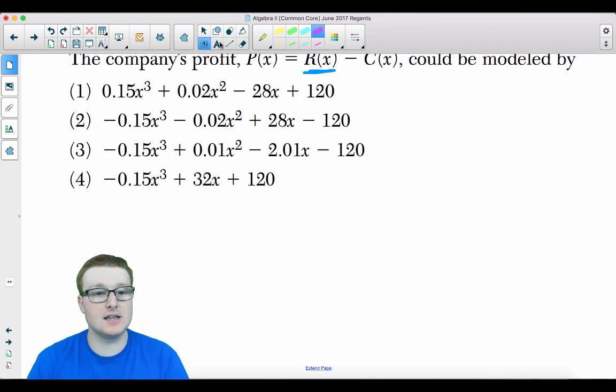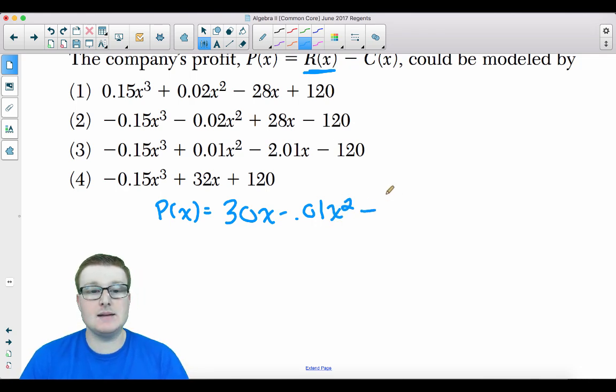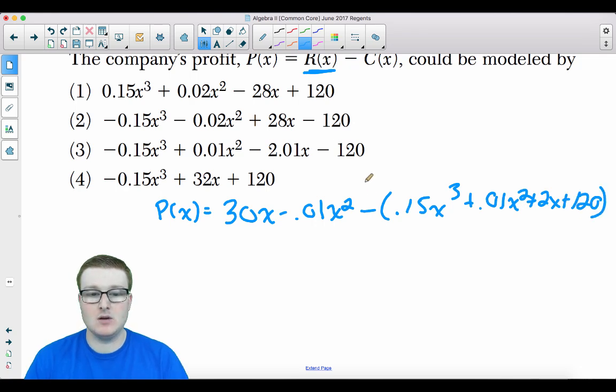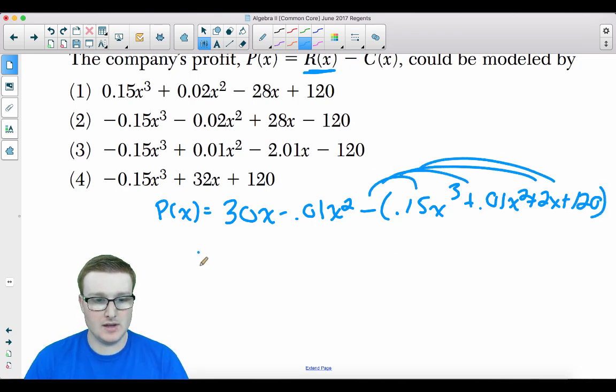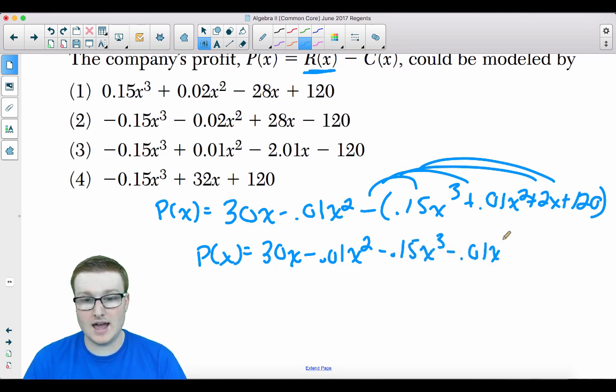It's going to be a little messy, but I'm going to try to do it as neatly as I possibly can. So P of x equals 30x minus 0.01x squared minus, in parentheses, watch your signs here, 0.15x to the third plus 0.01x squared plus 2x plus 120. We're going to distribute that in. So we get P of x equals 30x minus 0.01x squared minus 0.15x to the third minus 0.01x squared minus 2x minus 120.